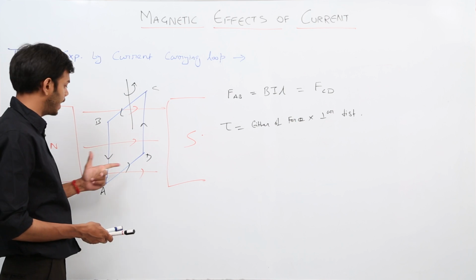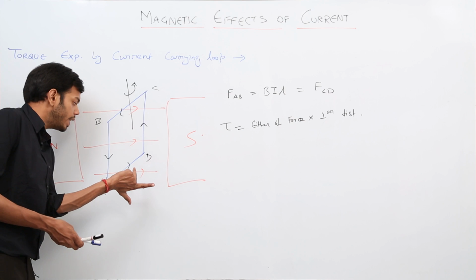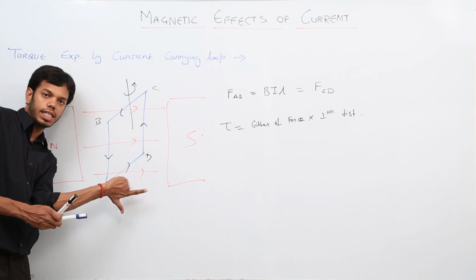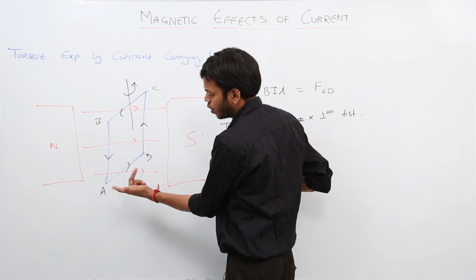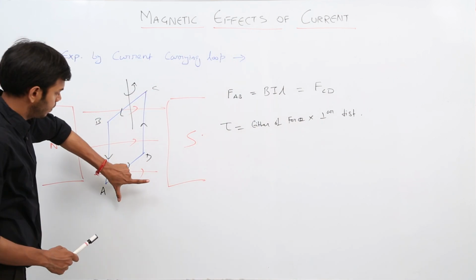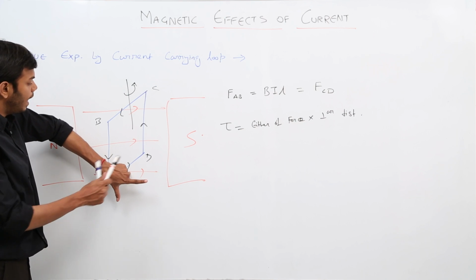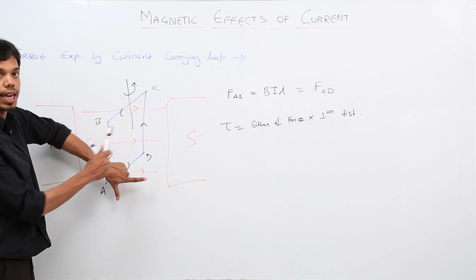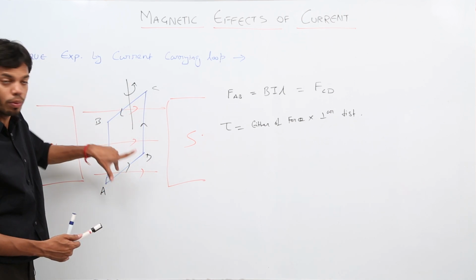BIL sin theta, what is the direction? Force, field, current. Let's find out. The magnetic field is in this direction and current is going in this direction, vertically inwards. It will be easier to show it like this: field is in this direction and current is in this direction. Force, field, current, right? Now if I apply the same formula, right now the force is vertically downwards on the wire AD, hence on the complete loop ABCD.